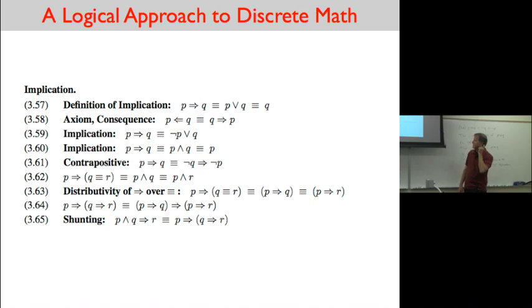And 3.63, implication does distribute over equivales. Wait a second. Question? Just wondering, with 3.62 and 3.63, they start with the same thing, and then it can go to two different things. Yeah, interesting. They have the same thing on the left-hand side of both 3.62 and 3.63.